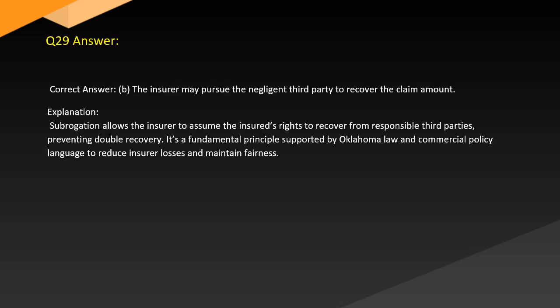Answer. Correct answer. B. The insurer may pursue the negligent third party to recover the claim amount. Explanation. Subrogation allows the insurer to assume the insured's rights to recover from responsible third parties. Preventing double recovery is a fundamental principle supported by Oklahoma law and commercial policy language to reduce insurer losses and maintain fairness.